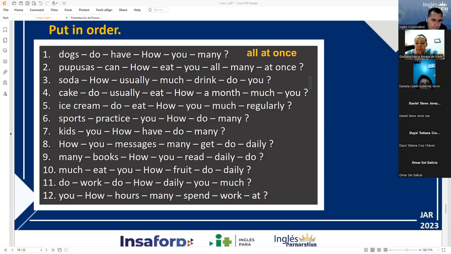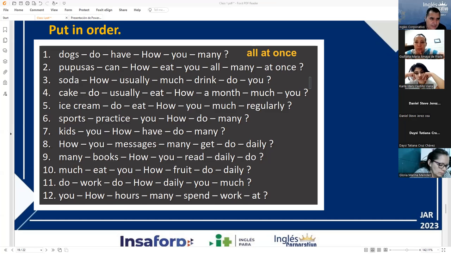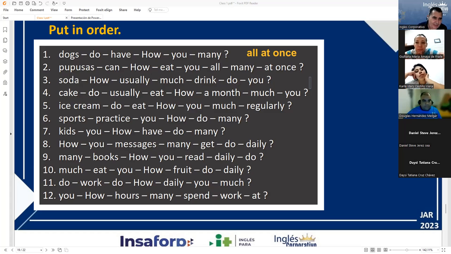Attendance. Adelaida Carolina Alvarado. Present, teacher. Good night. Cindy Janet Goches. Present, teacher. Excellent. Nice. Daniel Steve Jerez. Present, teacher. Excellent. Daniela Lisette Gutierrez. Present, teacher. Excellent, nice. Daisy Tatiana Cruz. Present, good night. Douglas Arturo Hernandez. Present, teacher. Excellent, nice. Evelyn Jamilef Molina. Present. Juliana Maria Amaya. Present, teacher, good night.